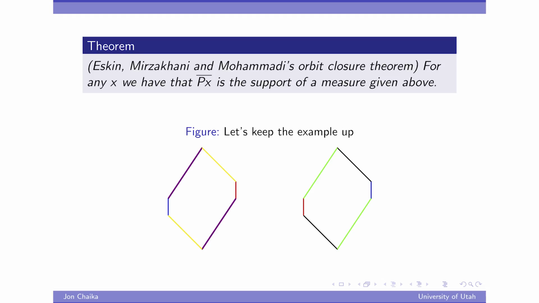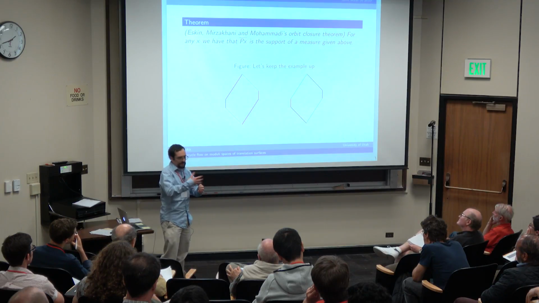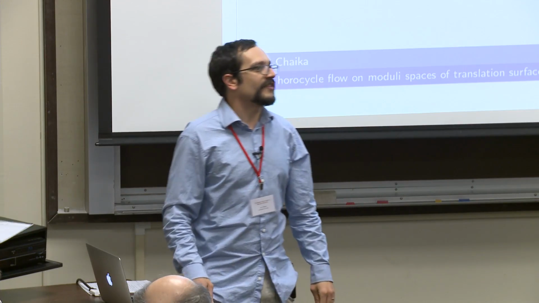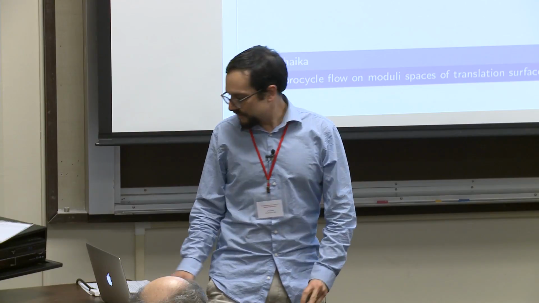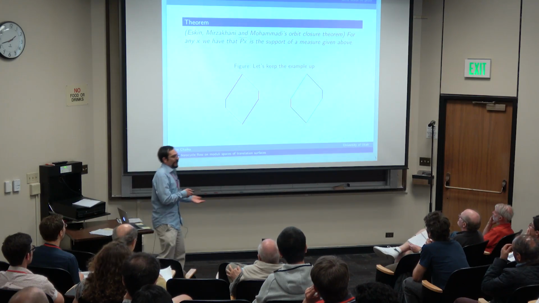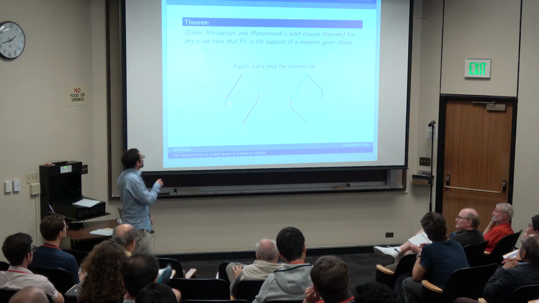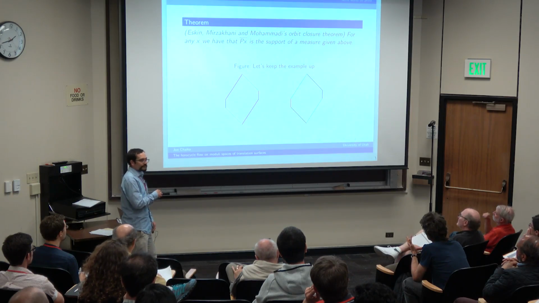The next thing to mention: Ratner had an orbit classification as well, and there's also an orbit classification theorem of Eskin, Mirzakhani, and Mohammadi, where they look at the image of your point x under the P action, and then you take the closure of this set. What you get is something that's given by linear equations in period coordinates. So it's just a very nice object, and so this is also such an object.